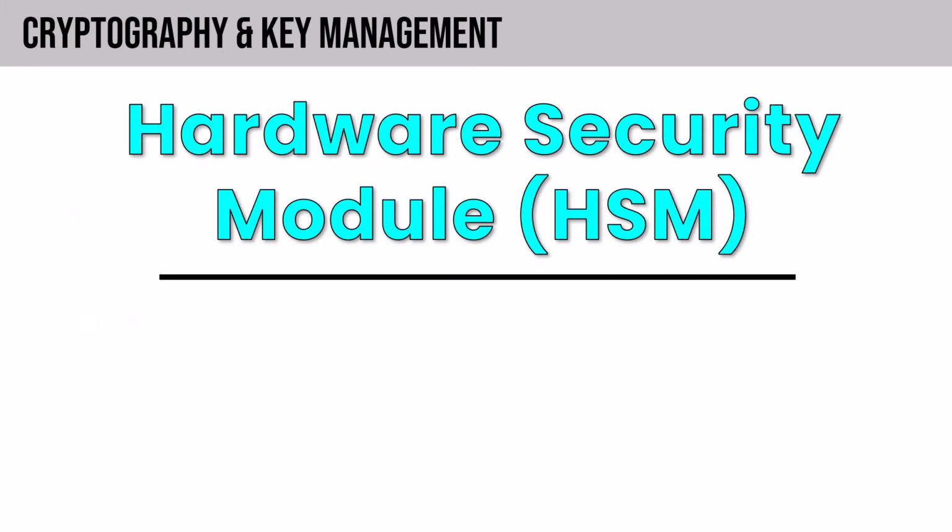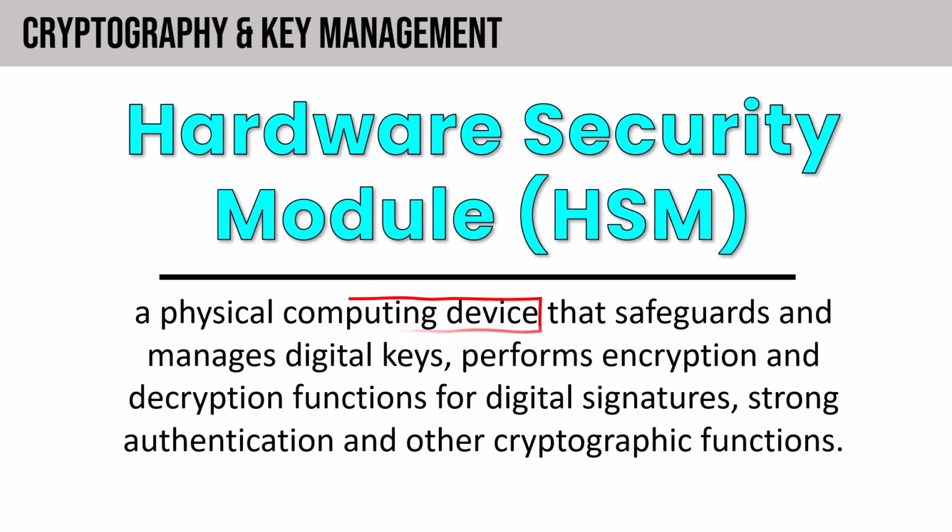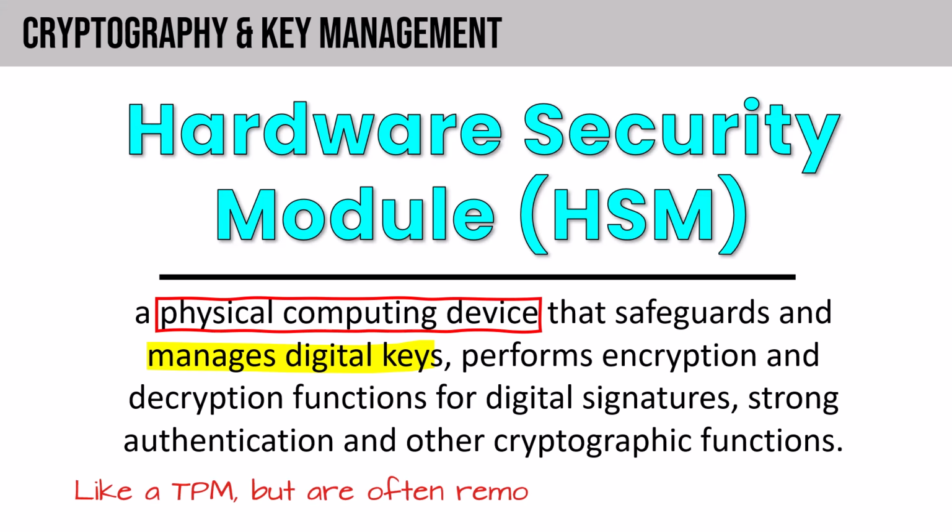And then there's a hardware security module, commonly referred to simply as an HSM. This is a physical computing device that safeguards and manages digital keys, performs encryption and decryption functions for digital signatures, strong authentications, and really a variety of cryptographic functions. In many ways, it's like a TPM, but these are often external devices.